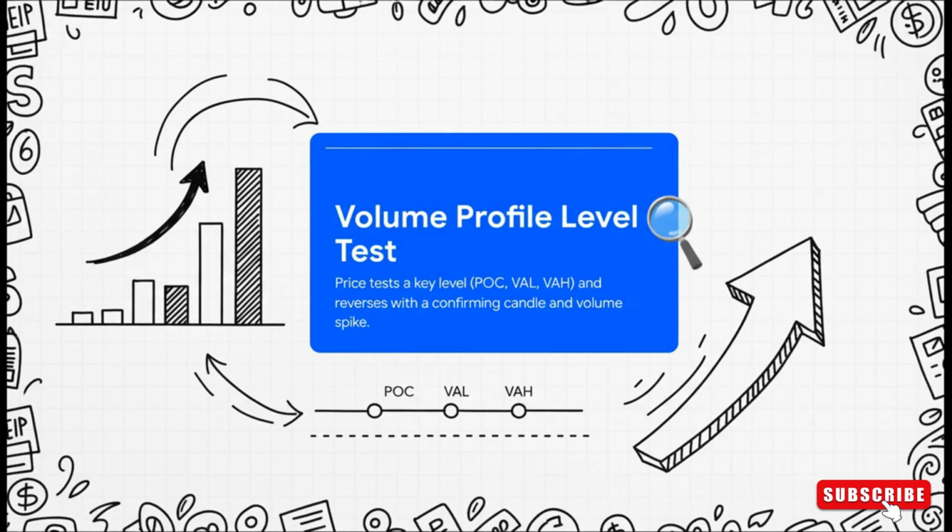All right, trigger number 1, the volume profile level test. The easiest way to think about a level, like the point of control, or POC, is as a line in the sand drawn by the big institutions. When you see price come down and touch that line, then immediately reverse with a big, strong candle and a spike in volume, that is not a coincidence. That is institutional money defending their position, and it's an incredibly powerful signal for you to get on their side.